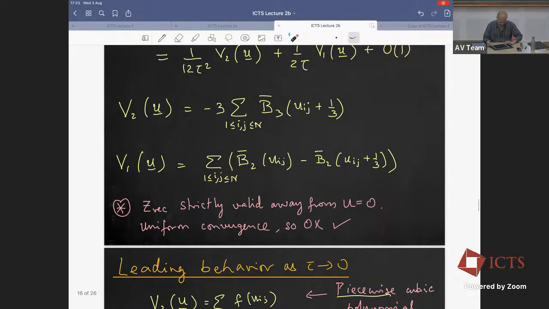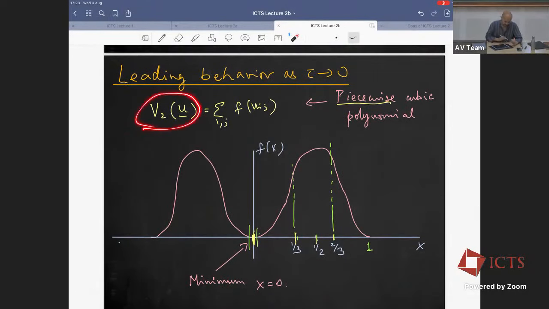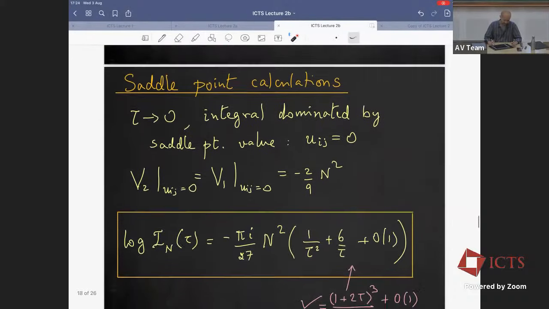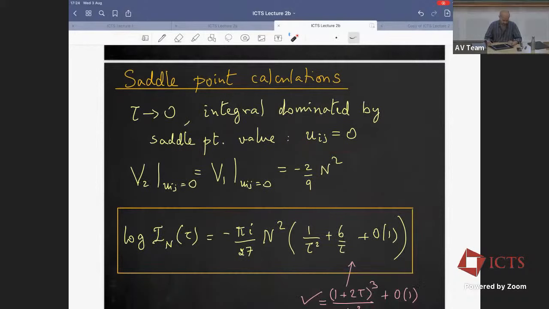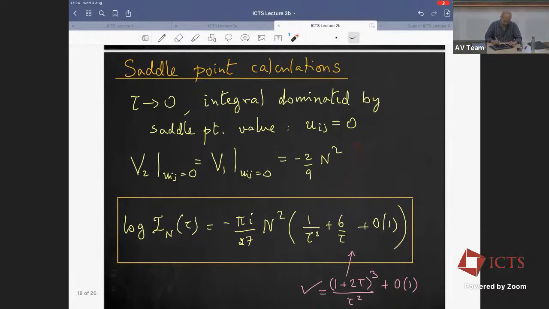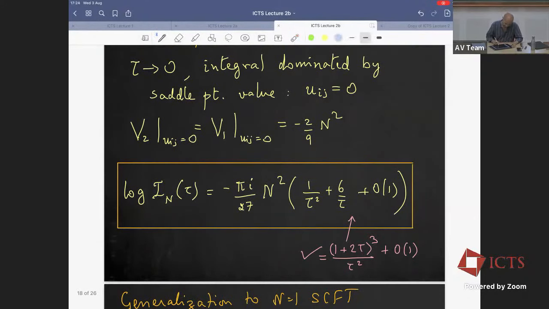There are some technical comments I don't want to get into. So you minimize it. You take this leading potential. This is a function of all the differences of the potential. But in fact, if you plot f, you'll see that it has this form. So when all the eigenvalues u_ij are here, you actually get a minimum. That means that u_i equals u_j. So at the saddle point, all the u_ij are zero. Then you calculate the leading order potential and you get this function here from these methods. And that's precisely f black hole of tau.